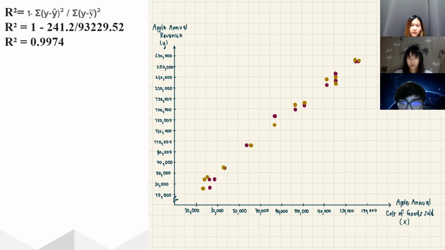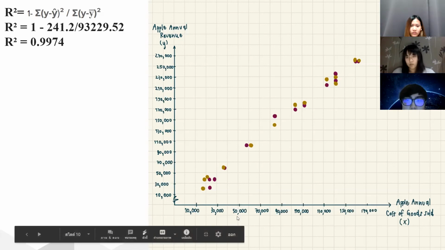The purple dots are the actual data that we got, and the golden ones are our estimation data, which come from the least square prediction equation. We plotted them out, and we can see that the points are nearly in the same places as each other. So it's no surprise that it should be 99% because they are very close to each other. So we can prove that this is the correct answer.